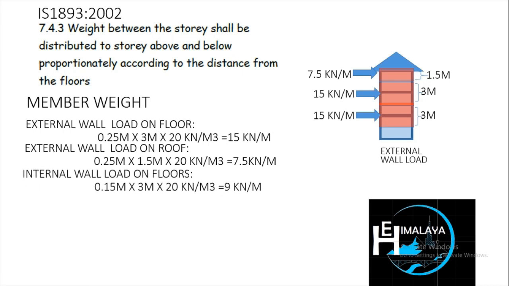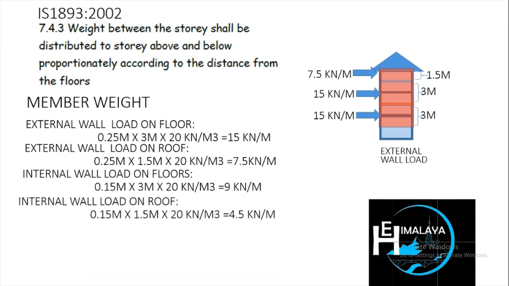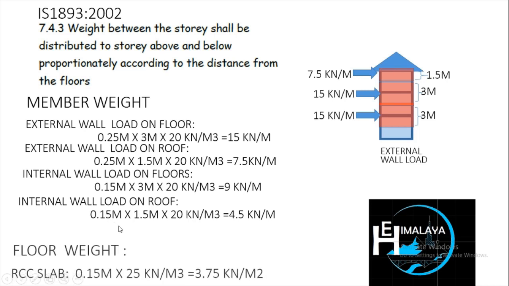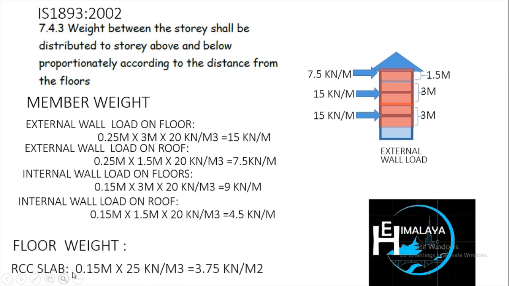Similarly, for internal wall loads, the load on the floor shall be 9, and the effect of internal wall load on the roof shall be 4.5 kN per meter. The calculation you can see from here. 0.15 is the thickness of the wall, and the floor weight for the RCC slab shall be 0.15 thickness, 25 kN per meter cube unit weight of RCC, and 3.75 kN per meter square is the floor weight. You can notice here that there is no direction, since we will assign the direction later on.